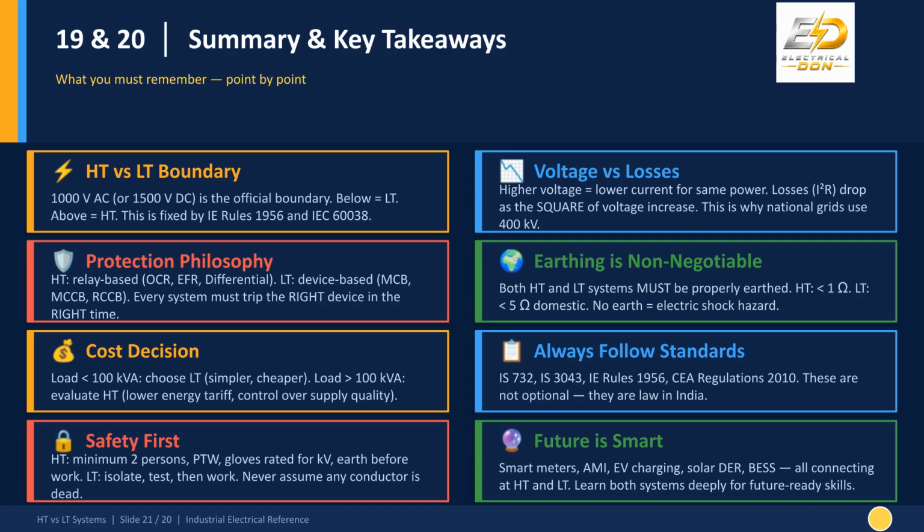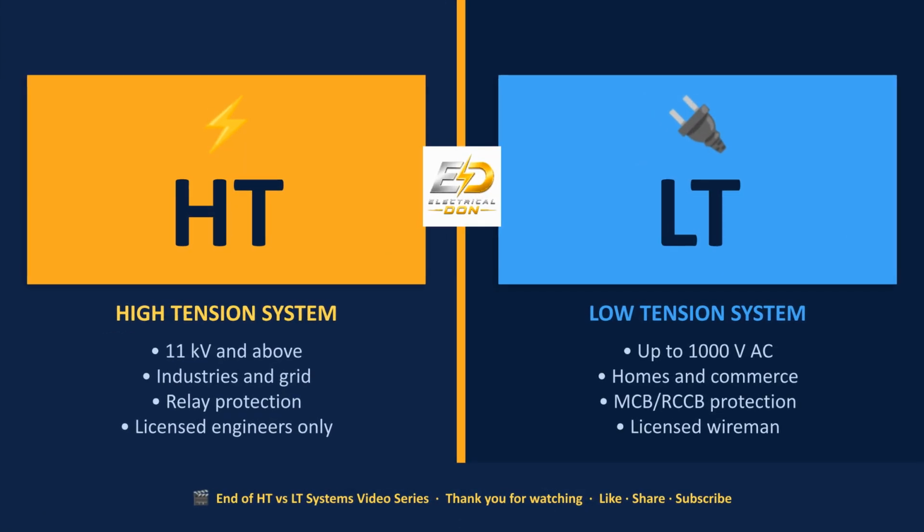Renewable energy integration includes solar, wind, and battery energy storage systems. EV charging, digitalization, and gas-insulated switchgear are also transforming electrical infrastructure. In summary, remember the 1000 V boundary separates HT and LT. Higher voltage drastically reduces losses. HT uses relays for protection, while LT relies on circuit breakers. Choosing between HT and LT depends mainly on the load size, and safety and standards must always be followed.